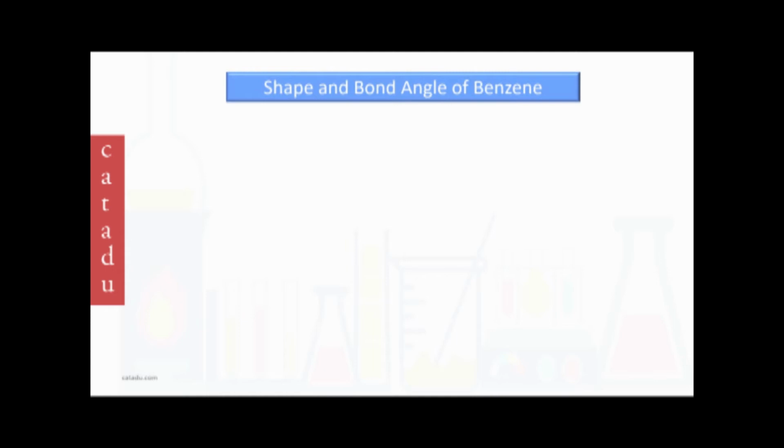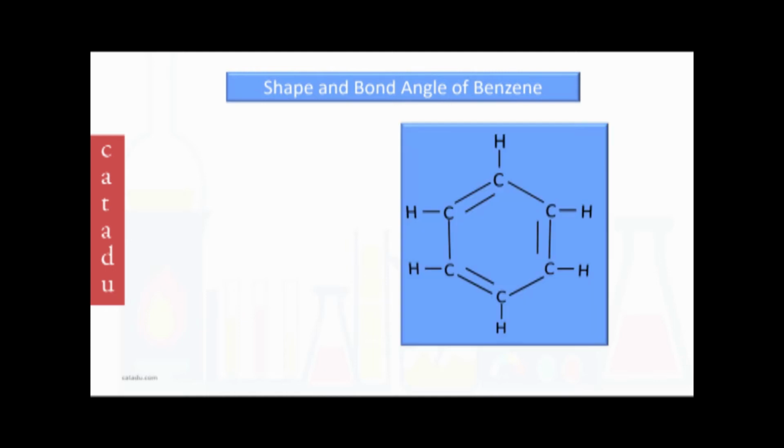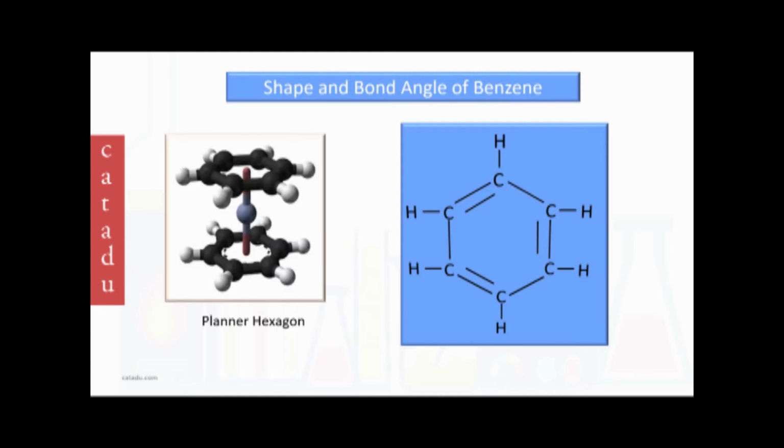Now, shape and bond angle of benzene. If you see the structure of benzene, it has 6 carbon and they are in the same plane, and this is the uniform structure, so this is called planar hexagon. Since the hexagon is uniform and the carbon-carbon bond lengths are equal, the bond angle is 120 degrees.